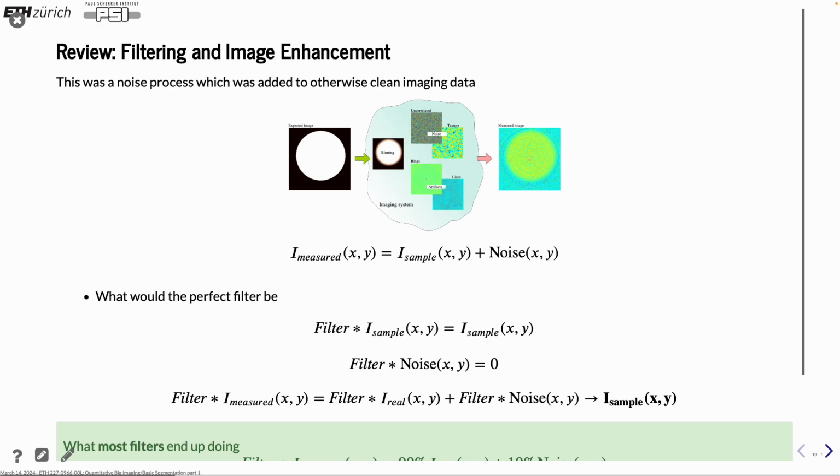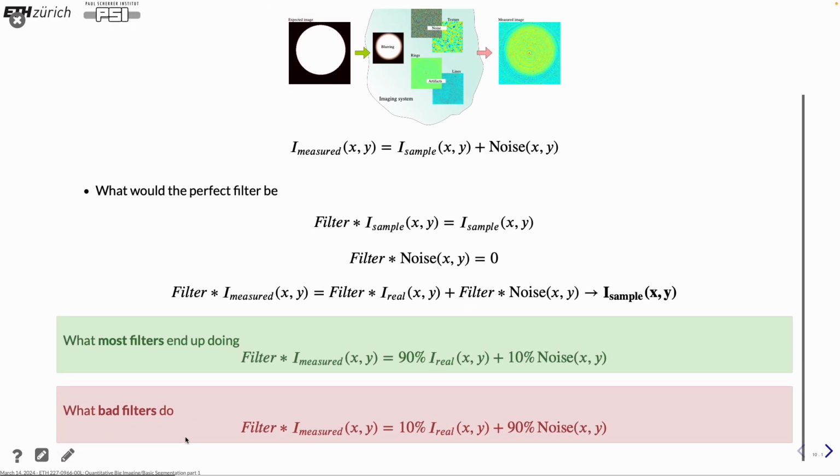So, looking back to what we did, we had this system where we wanted some image. It's pulled through the imaging system, and out comes some pretty bad condition of the image, and then we need to do some conclusions about that. And we apply some kind of filter, more or less good.